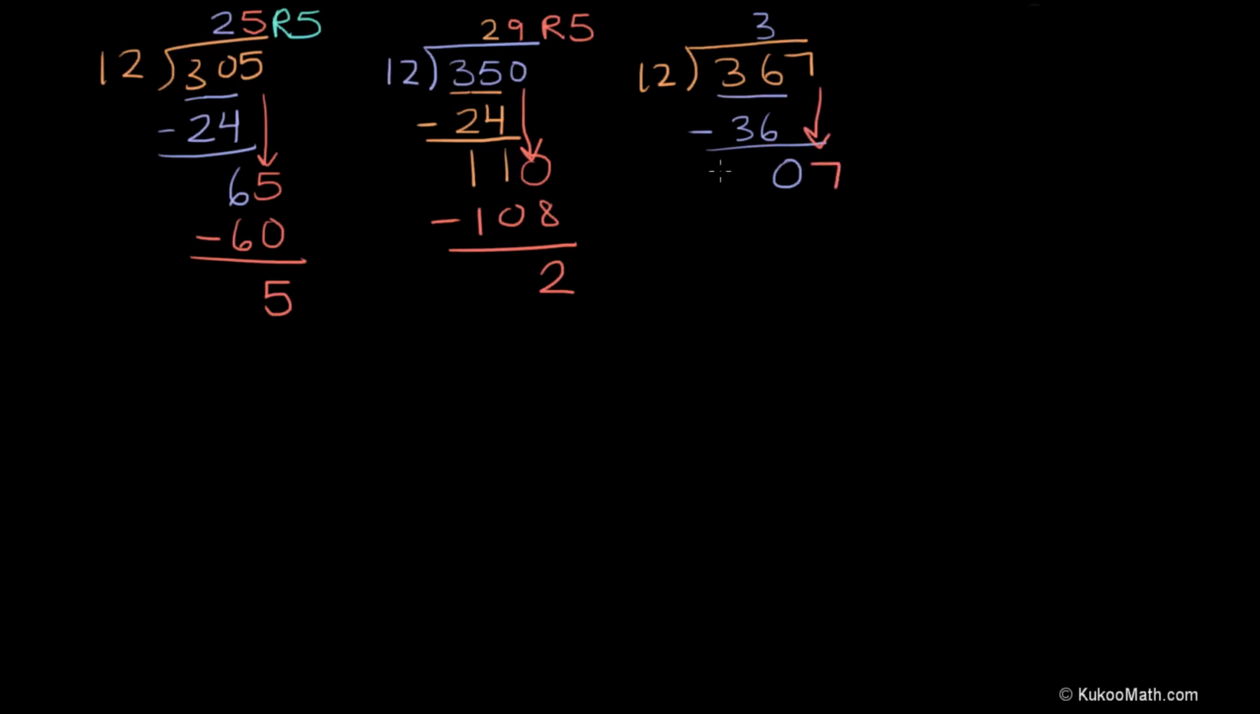We bring down the 7, and we see that we can't put 12 into 7 because 7 is less than 12. So 7 then just becomes our remainder, and we write 0 because we need to write something in this position, and we can put 12 into 7 0 times. So we put 0, we multiply just like before. 12 times 0 is 0. We subtract, and we get 7 again. So this tells us that 7 is our remainder.